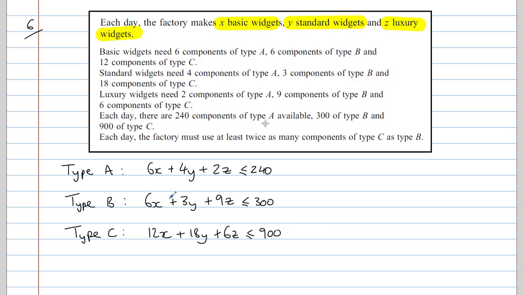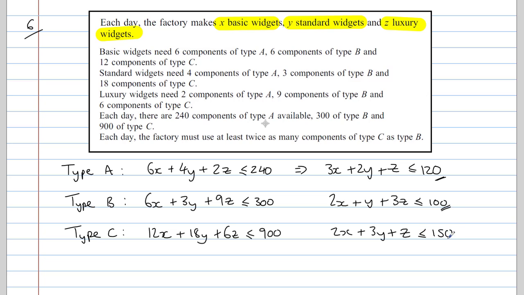Next we'll look if any of these simplify. For the type A components we can see that 2 goes into everything, so we can divide both sides by 2, leaving us with 3x plus 2y plus z is less than or equal to 120. For the type B components we could divide by 3, that would leave us with 2x plus y plus 3z is less than or equal to 100. And we could divide the type C components by 6, leaving us with 2x plus 3y plus z is less than or equal to 150.